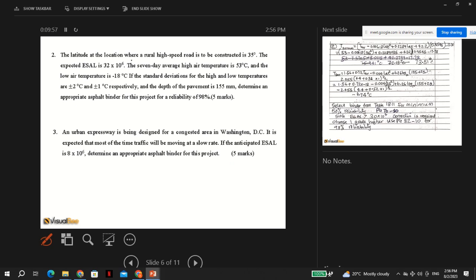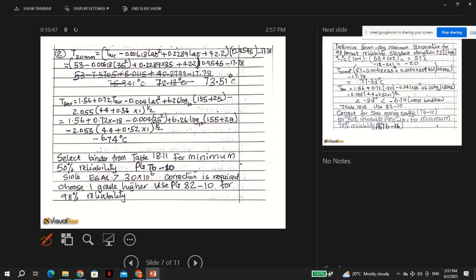So the latitude of the location where a rural high-speed road is to be constructed is 35 degrees. The expected equivalent single axle load is 32. The 7-day average high air temperature is 53 degrees and the low air temperature is negative 18 degrees centigrade. If the standard deviations for high and low temperatures are plus minus 2 degrees centigrade and plus minus 1 respectively, and the depth of the pavement is 155 millimeter, determine the appropriate asphalt binder for this project for reliability of 98%.